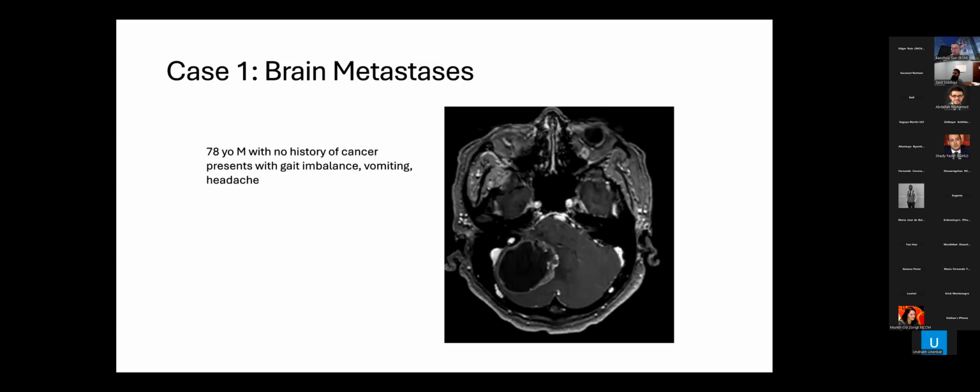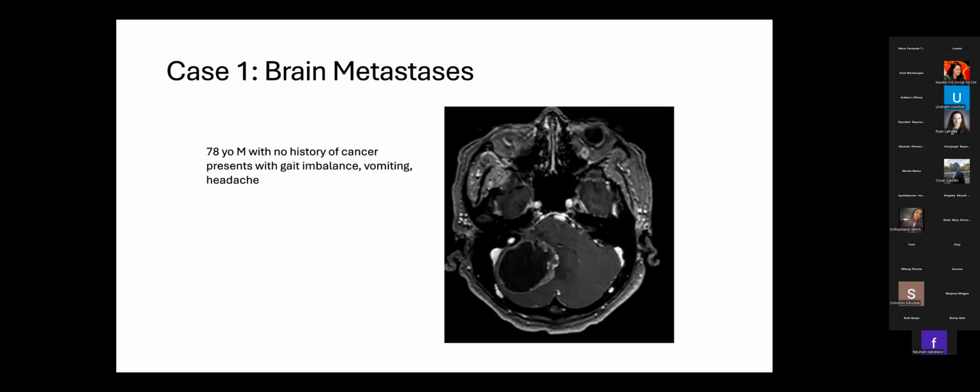So for the first case, we have a 78-year-old male with no history of cancer who presents with gait imbalance, vomiting, and headache. The first thing to consider when you see the MRI is that there's a very large, approximately 5-centimeter cystic lesion in the right cerebellum, which explains the symptoms. And so the first thing, again, that I consider is whether this person is appropriate for radiosurgery.